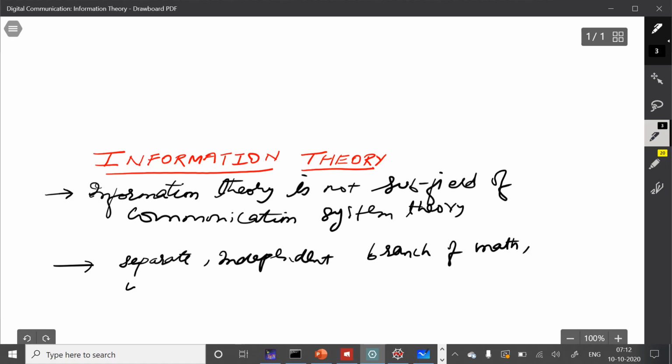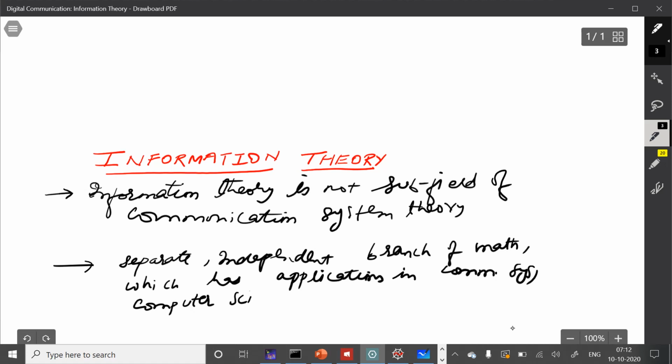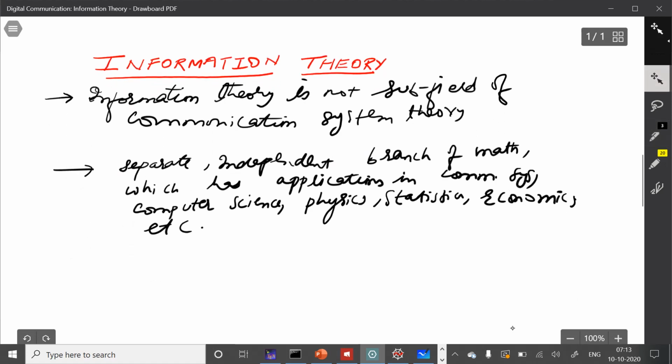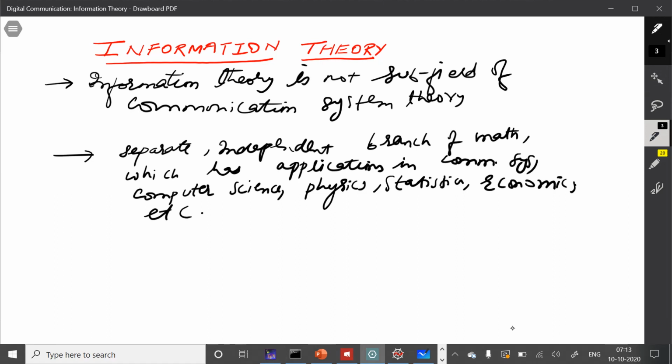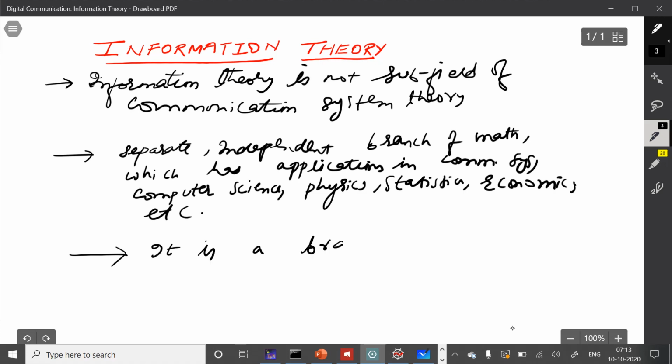And it has applications, yes, of course, in communication systems, computer science, physics, statistics, economics, and more. There are books written on information theory, its application in biology, its application in various subjects, but we will not go into that. And yes, we can say in one way that it is a branch of probability theory. There is no doubt in that, because you will see that information theory uses the language of probability theory.